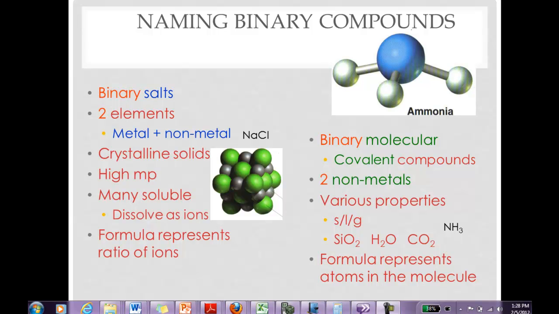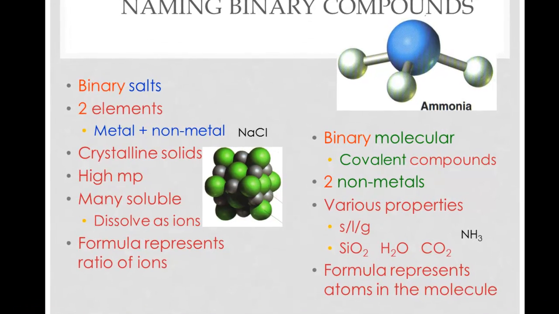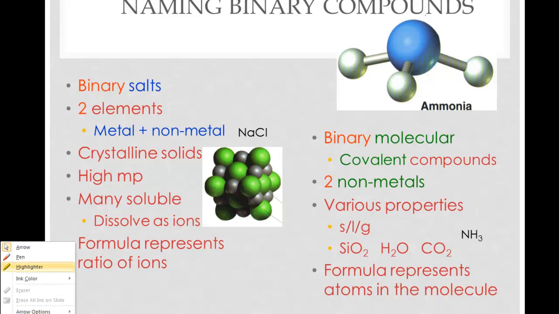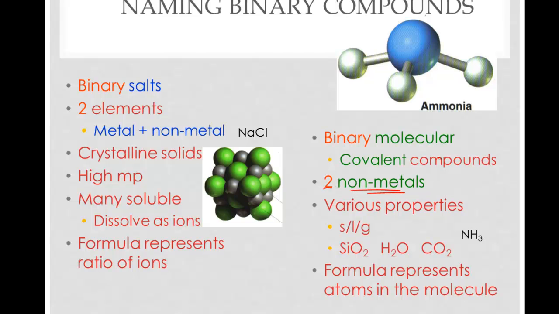Naming binary compounds. This time we're going to look at the binary molecular compounds that will be composed of two elements, and both of those elements will be nonmetals, so they will be found on the right-hand side of the periodic chart. They will be named differently because two nonmetals can often get together in various combinations. And the best example for this is the two oxides of carbon. You want to make absolutely sure which one you're talking about.